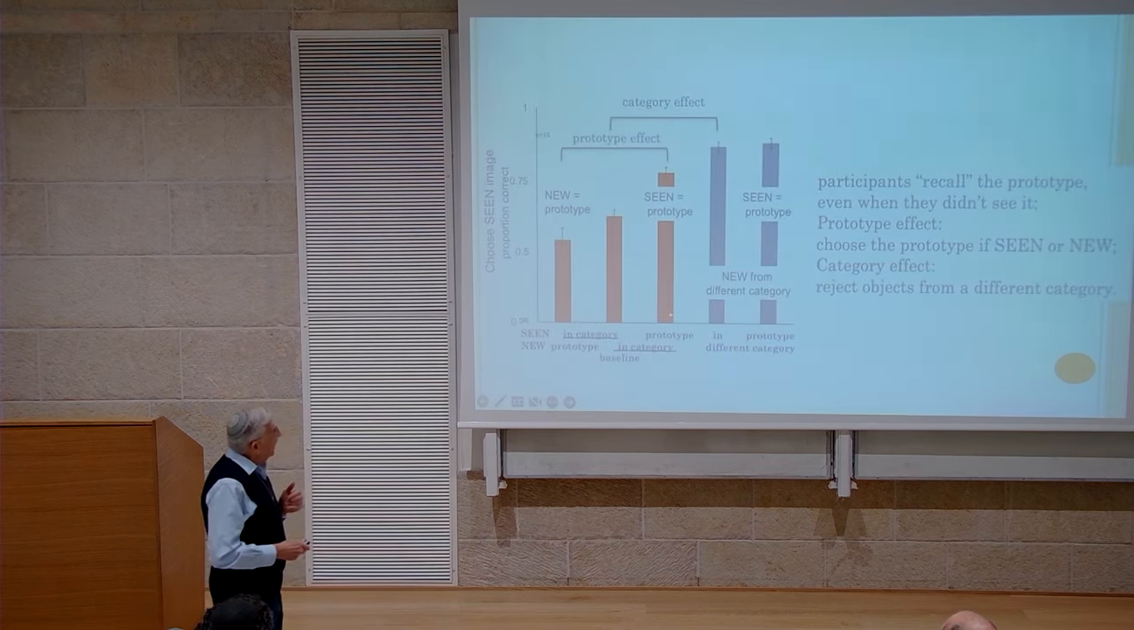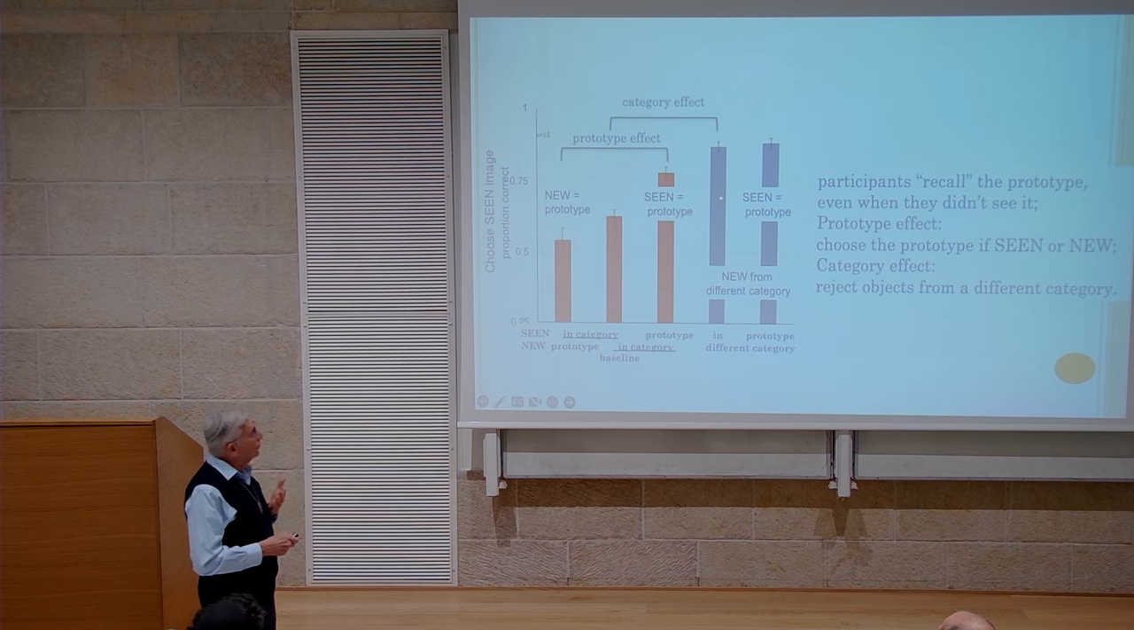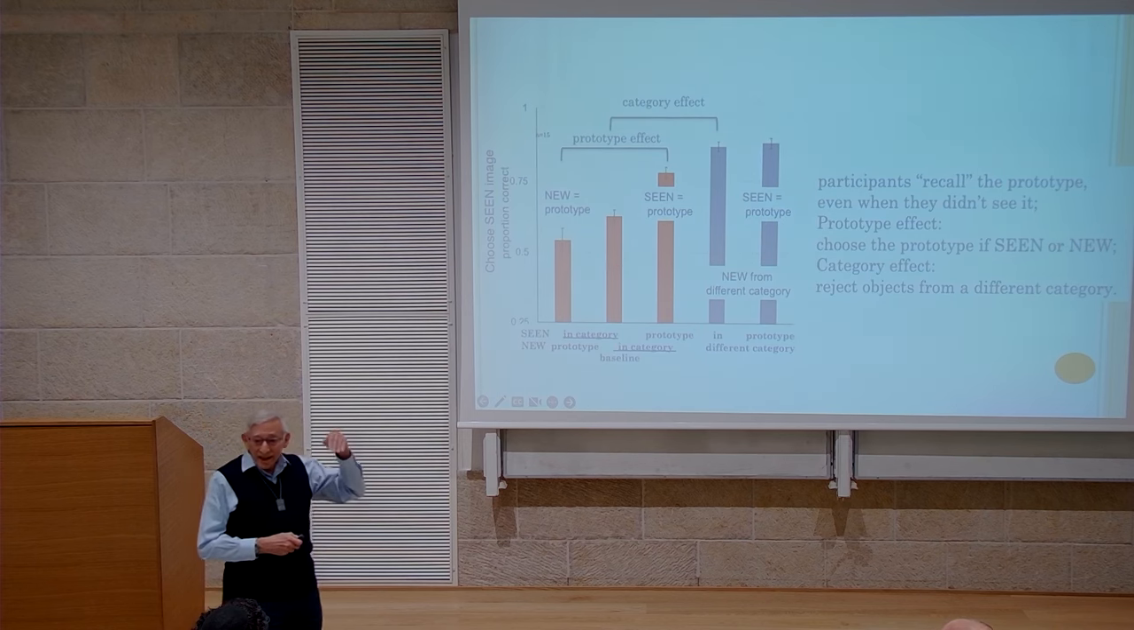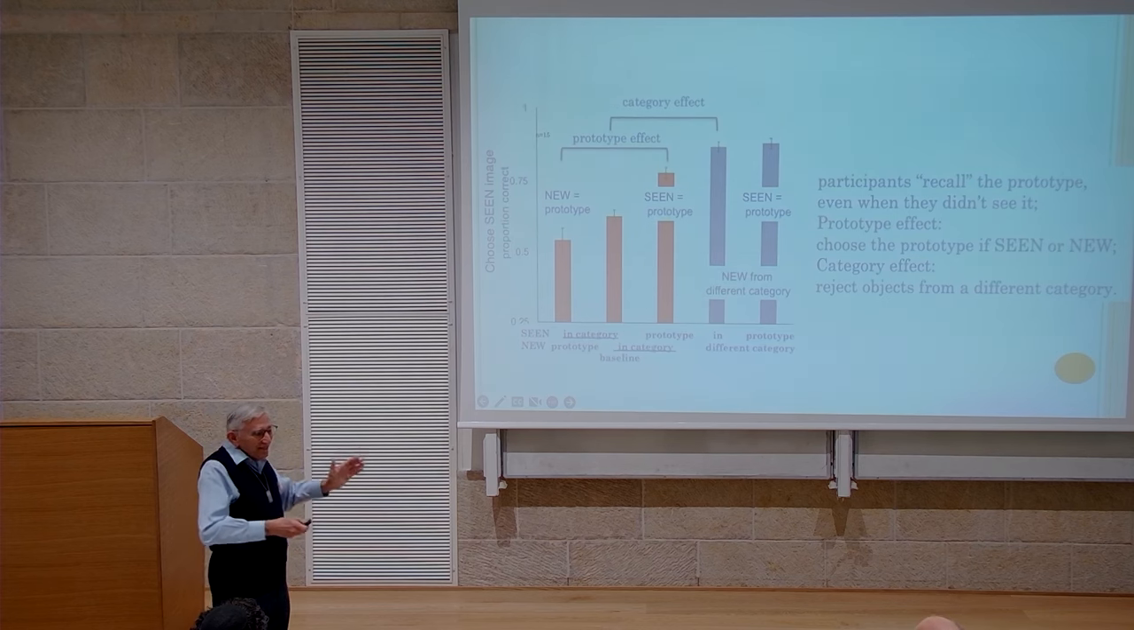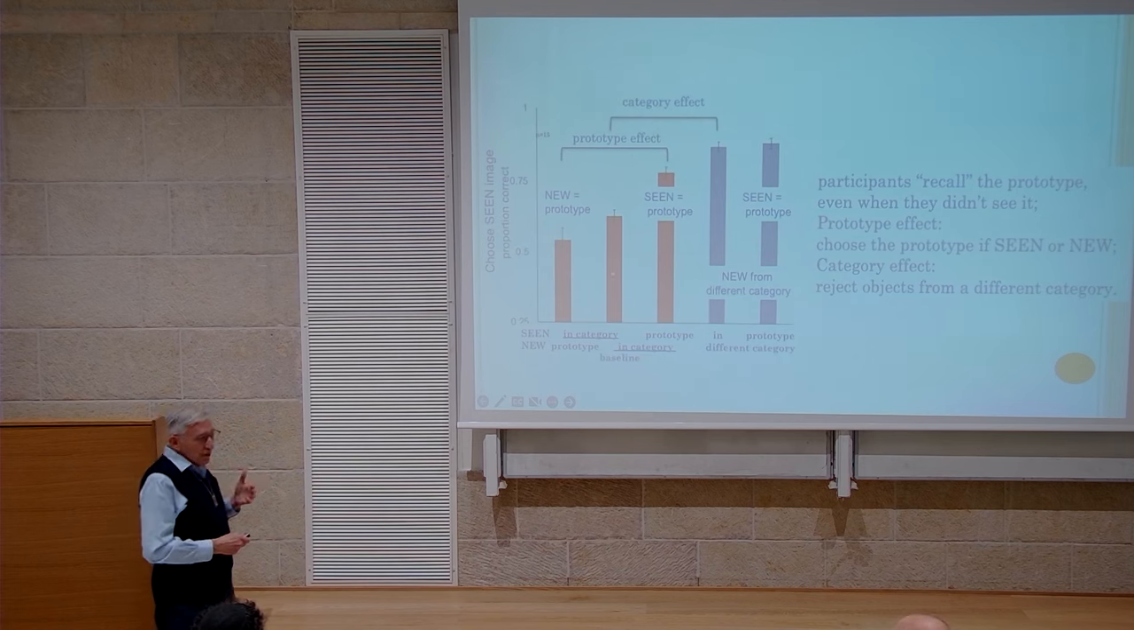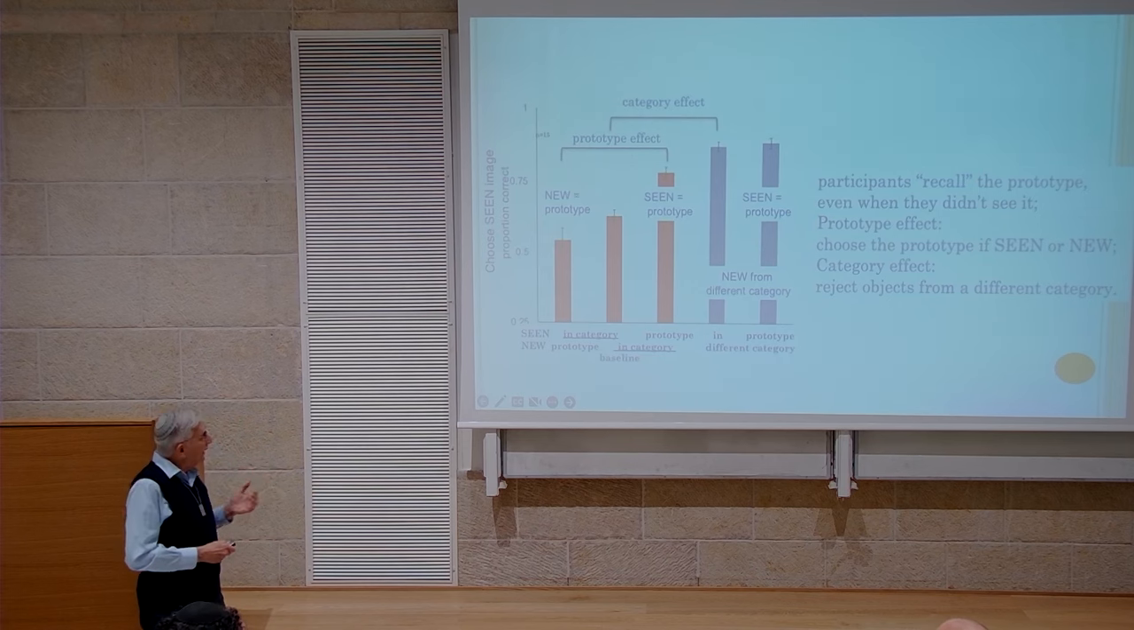And what happens is the following. When the one that was in the RSVP sequence was the prototype, they do better. When neither the new nor the same one was the prototype, they do average. And when the new one is the prototype, in other words, the prototype was not included, they say it was there anyway, and therefore they get it wrong because they choose the new one, and they do worse. So wait, the new one was a prototype from a different category? No, from the same category. But it wasn't shown in the sequence. Okay. So therefore it's new, and they should not have chosen it because they did not see it, okay?